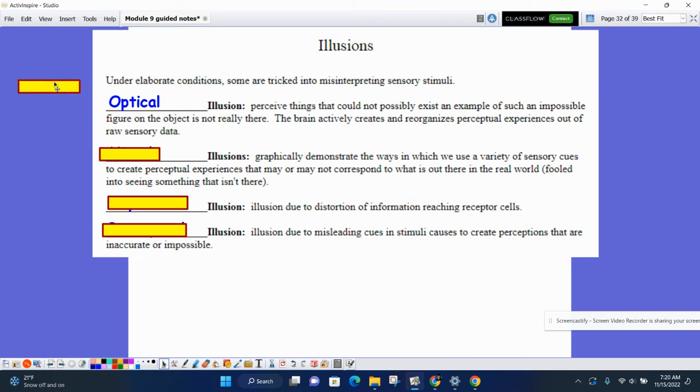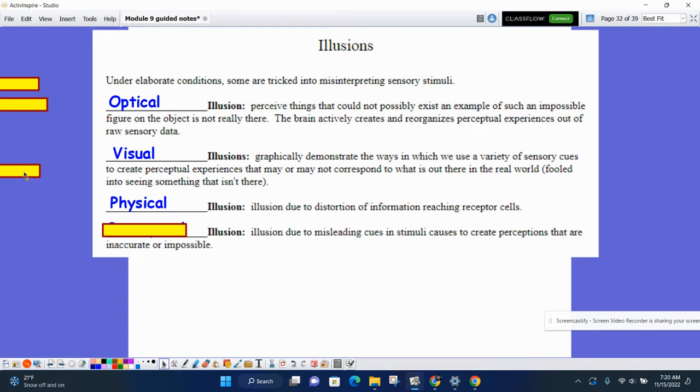When we talk about illusions, you have optical illusions. We perceive things that could not exist, probably exist, or possibly exist, as an example of an impossible figure or an object that is not really there. Our brain likes to, again, try to figure out patterns and try to make things make sense. You can have visual illusions, those are graphically demonstrated. Again, that's visual cues. Sometimes we can be fooled by that.